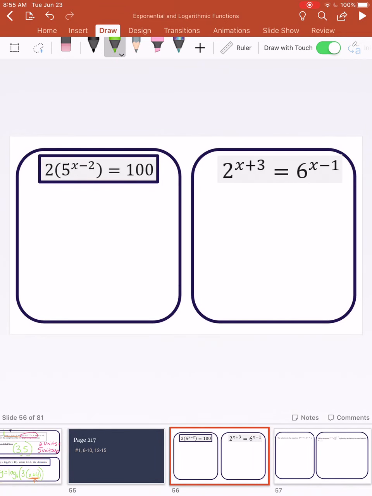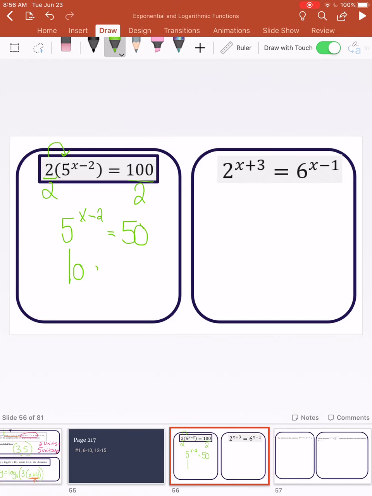So this first one, I would probably just convert to logarithmic form, but in order to do that, I need to isolate my exponent here. So I'm going to divide that 2 over. Whatever you do, you cannot multiply the coefficient into the base of the exponent. So we're going to isolate that exponent and divide the 2 over. Then we end up with 5 to the exponent of x minus 2 equals 50. And then we'll convert to logarithm form.